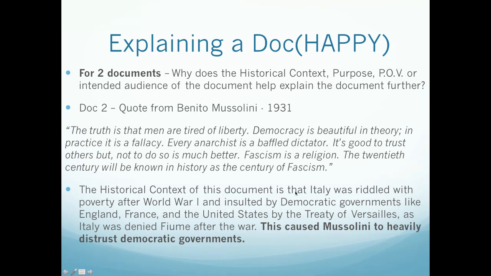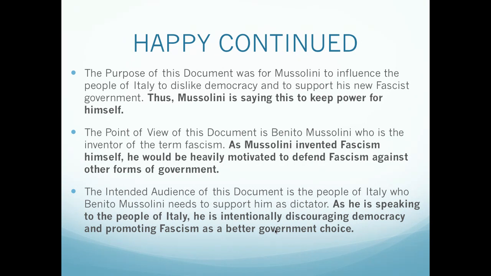The historical context of this document is that Italy was riddled with poverty after World War I and insulted by democratic governments like England, France, and the United States by the Treaty of Versailles, as Italy was denied Fiume after the war. This caused Mussolini to heavily distrust democratic governments. Now, that second sentence in bold there, that's explaining the document further. See, why is he so critical of democracy? This historical context helps explain why he was critical of democracy. And that's a key point. If I simply just said that first sentence there, it wouldn't explain the document further. And that's the key. And I do that for all 3 other types of happy here.